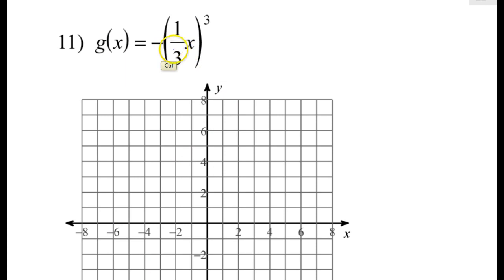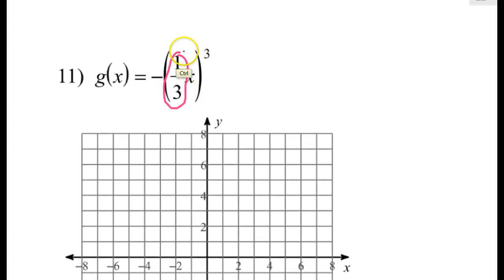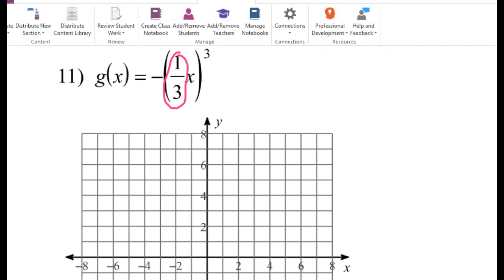Problem number 11 has two different transformations happening. On the inside of the function, I have this. This is actually a horizontal stretch by a factor of 3. If it were in the front, like if I had a 1/3 out there, this would be a vertical compression. But inside the function, everything is in opposite land. Everything is the opposite of what it would be on the outside. So this is actually a horizontal stretch by a factor of 3.